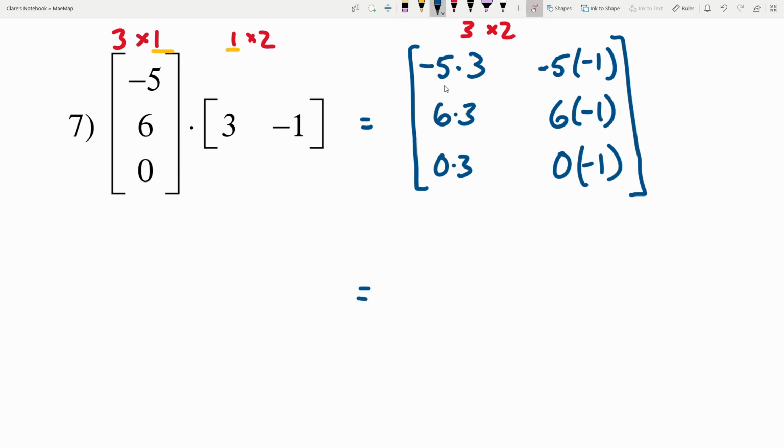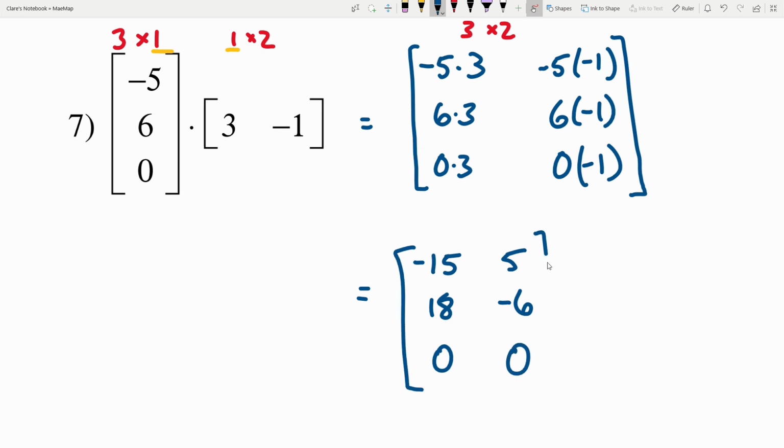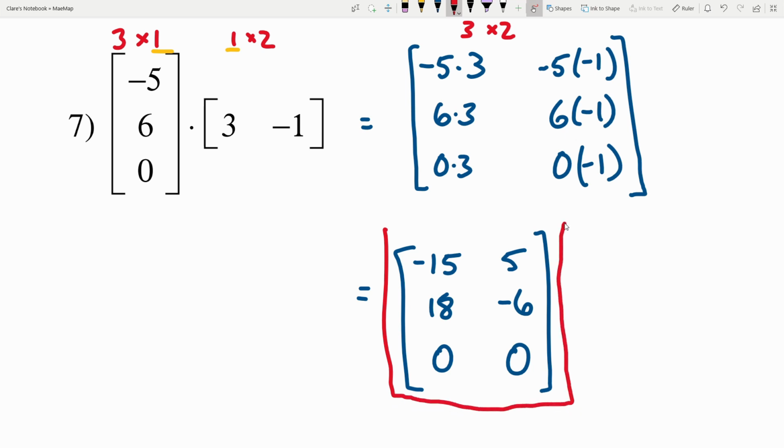Let's finish out the math. Negative 5 times 3 is negative 15. Negative 5 times negative 1 is a positive 5. 6 times 3 is 18. 6 times negative 1 is negative 6. 0 times 3 is 0. 0 times negative 1 is 0. So my solution in number 7 is, if I'm reading by rows, negative 15, 5, 18, negative 6, 0, 0. Or if I want to read by columns, reading straight down, negative 15, 18, 0, 5, negative 6, 0.